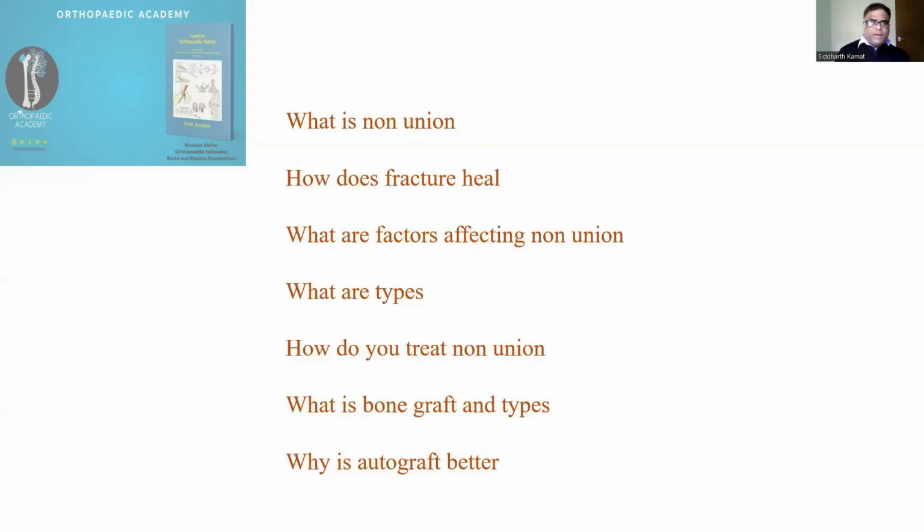Other than this, the other materials which can be used as bone graft substitutes are factors like bone morphogenic protein 4 or demineralized bone matrix. There are also some synthetics which can be used, like calcium phosphate, calcium sulfate, hydroxyapatite. And there are certain physical modalities like electricity, that is pulsed or direct current, or ultrasound.